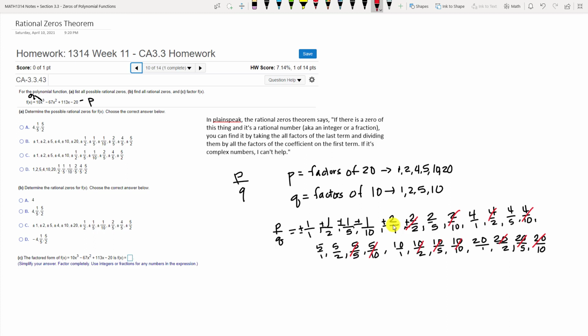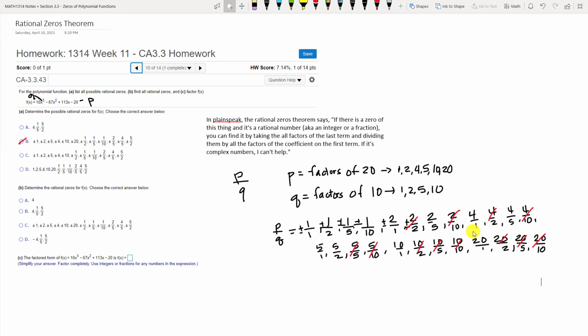So when you want to make your list of all the possible factors, notice how my MATLAB does it. It starts out with the integers first, and then it does the fractions. So we have 1, 2, 4, 5, 10, and 20. I didn't write plus or minus here, but they all should have plus or minus on them. Then for fractions, we have 1/2, 1/5, 1/10, 2/5, 4/5, and 5/2. That's all of it. So answer choice B is the correct answer for part A.